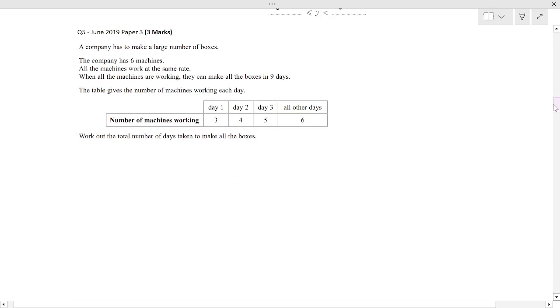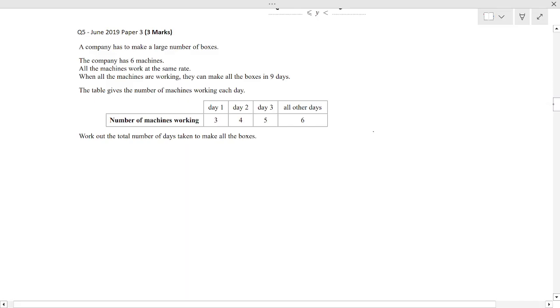Question 5. A company has to make a large number of boxes. The company has 6 machines. All the machines work at the same rate. When all the machines are working, they can make all the boxes in 9 days. The table gives the number of machines working each day. Okay, and we're given some information. Work out the total number of days to make all the boxes.